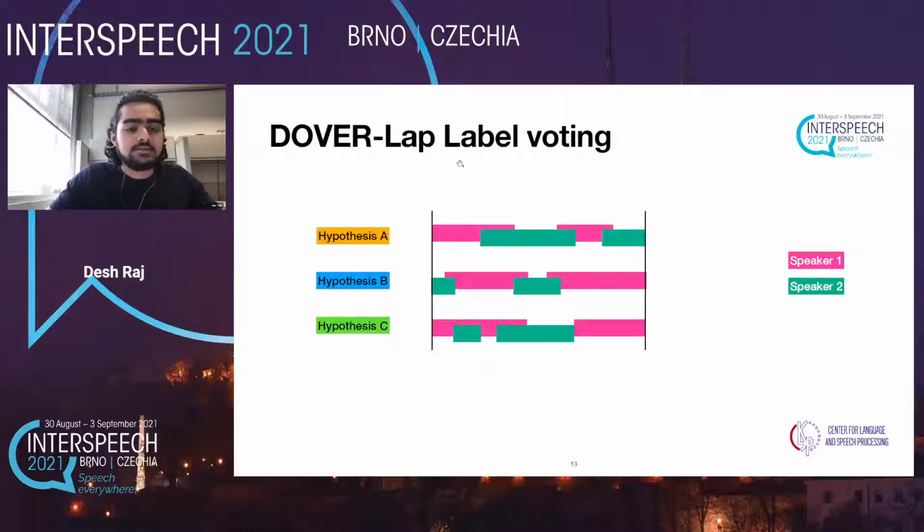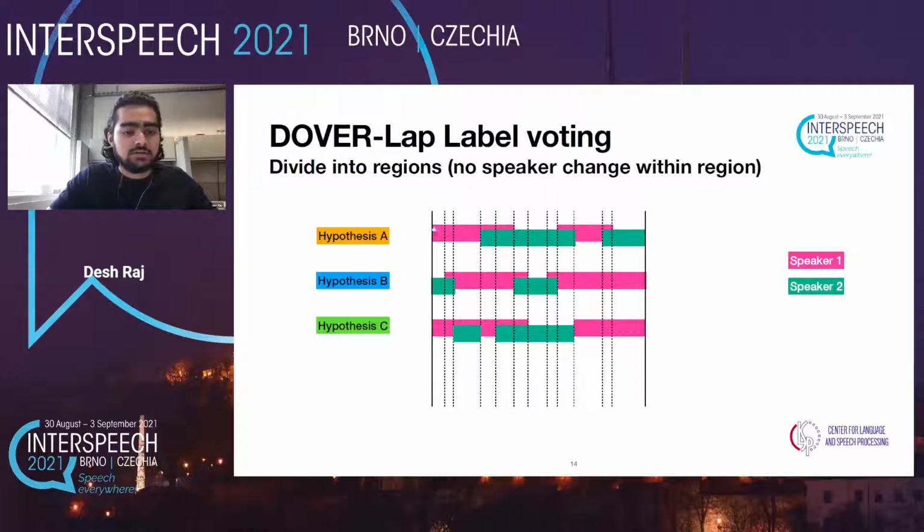The next stage in DOVERLAP is the label voting stage. What this does is it first divides the recordings from all the hypotheses. Suppose in this case, we have hypothesis A, B, and C. And for simplicity, we have assumed all of them just contain two speakers. And these speakers may be overlapping in the different hypotheses. We first divide all the recordings into regions, where each region does not contain any speaker change. So within each region, there is a consistent number of speakers.